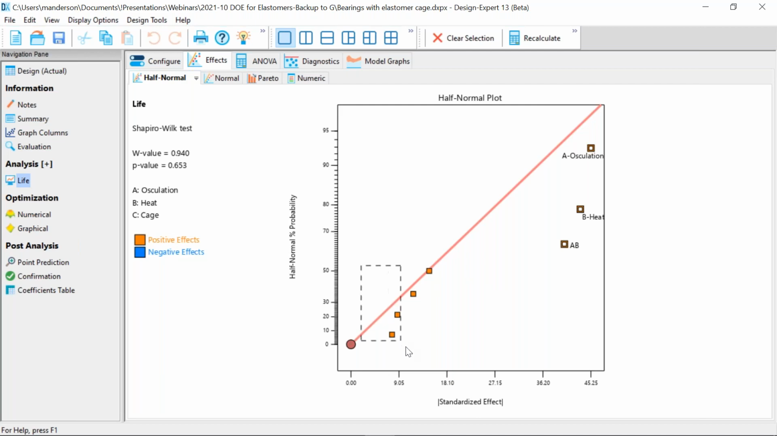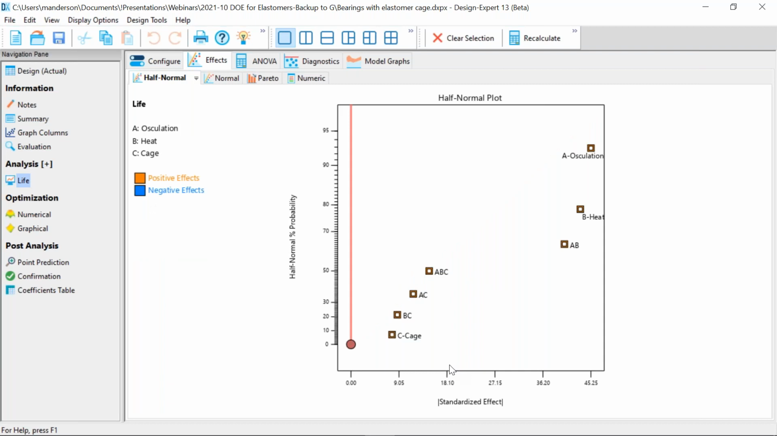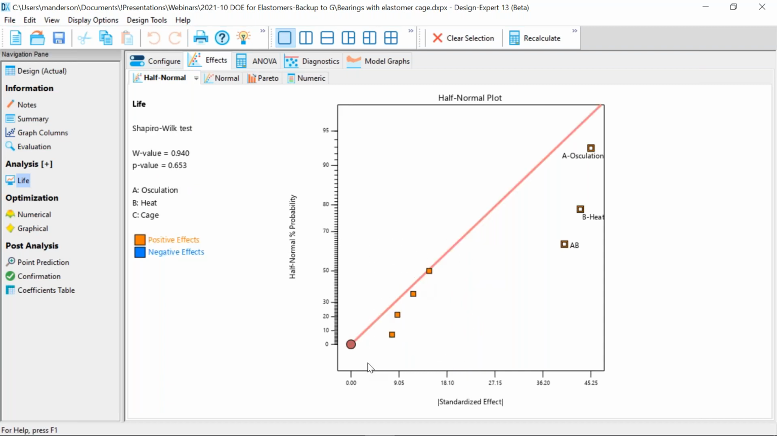And these other effects that are off to the left that are near zero, that are involving the cage, are so small that they're probably just a measure of variation. And we know that because of the specialized y-axis, which is called a half normal paper. You may be familiar with probability paper. It's something that's used oftentimes to characterize normal distributions. So this half normal effect plot is very useful for picking out effects.